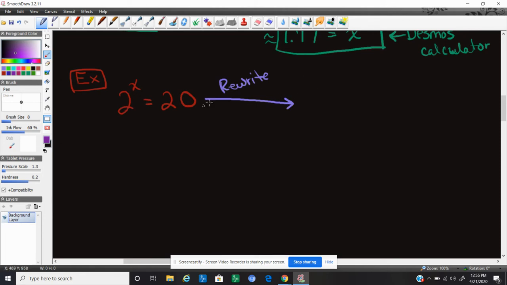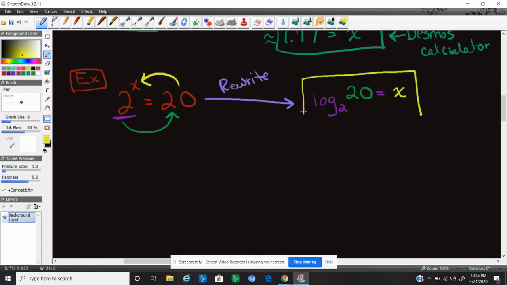Okay, so at this point you should have tried it at least. So we're going to start with the word log, okay? And then we go on to our base. So our base is 2, so it'd be log base 2. We come around, so 20 is next, okay? Equal to, and we go back around, so equal to x. And there we go. There is our answer in terms of logarithm, in terms of log.